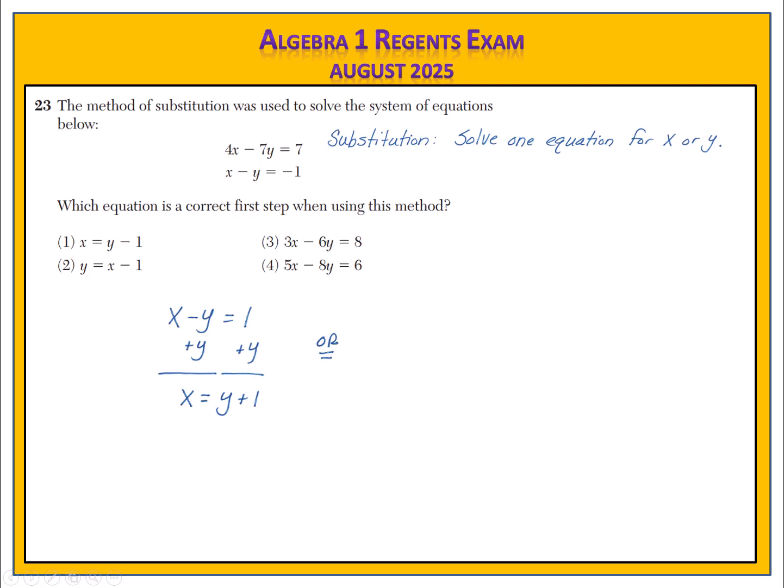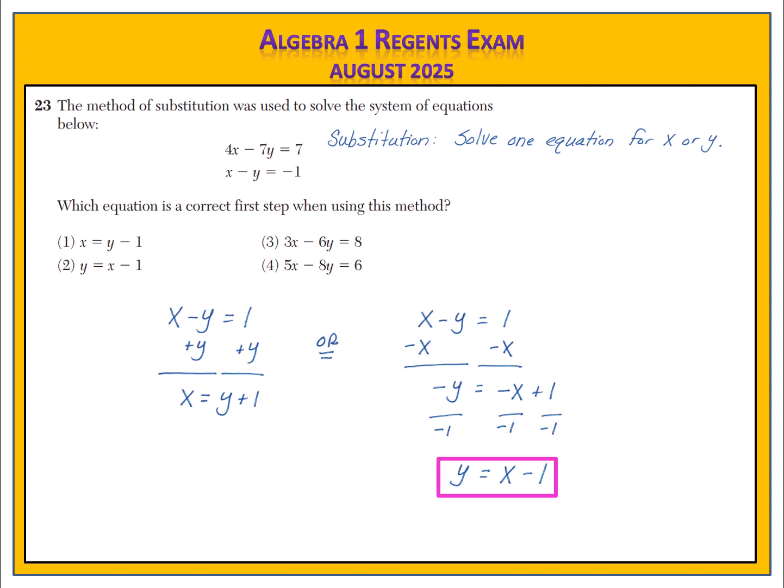So let's see what happens if we take the second equation and this time solve for y. Subtract x from both sides, divide by -1, y equals x minus 1. Is that one of our choices? We look closely, and it is, choice 2. And so we found an equation that is a correct first step when using the method of substitution.